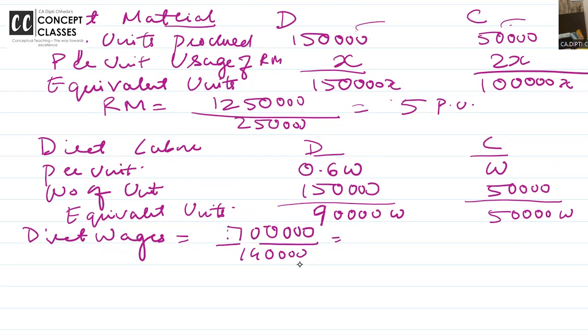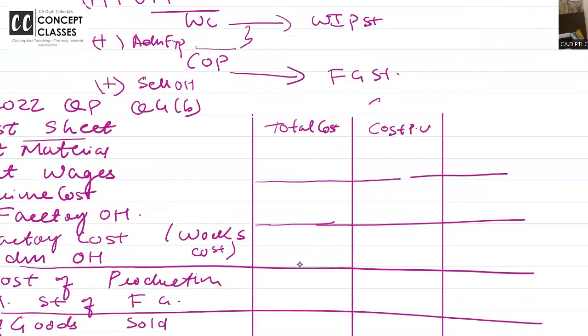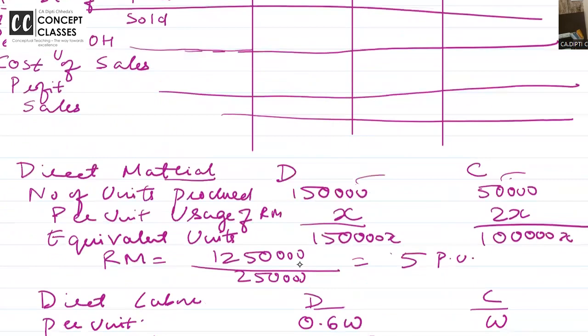7,00,000 is the total wages. Divide by 1,40,000. So how much is it coming? W is coming to 5. Wages per unit for the cloth. For the cloth we want to do, no? Disposable ka to bana nahi hai. Cost sheet kiske liye bana rahe hai? For the cloth mask. You can write on top.